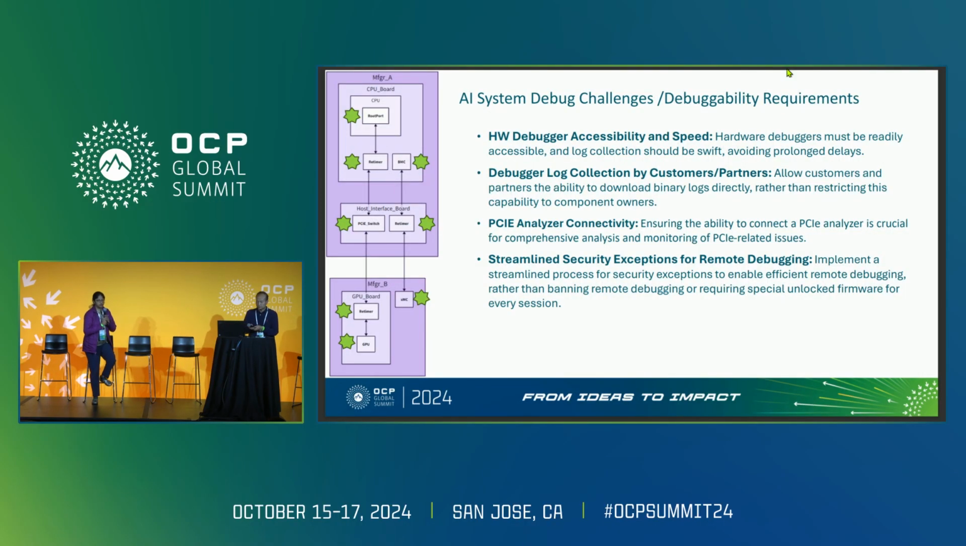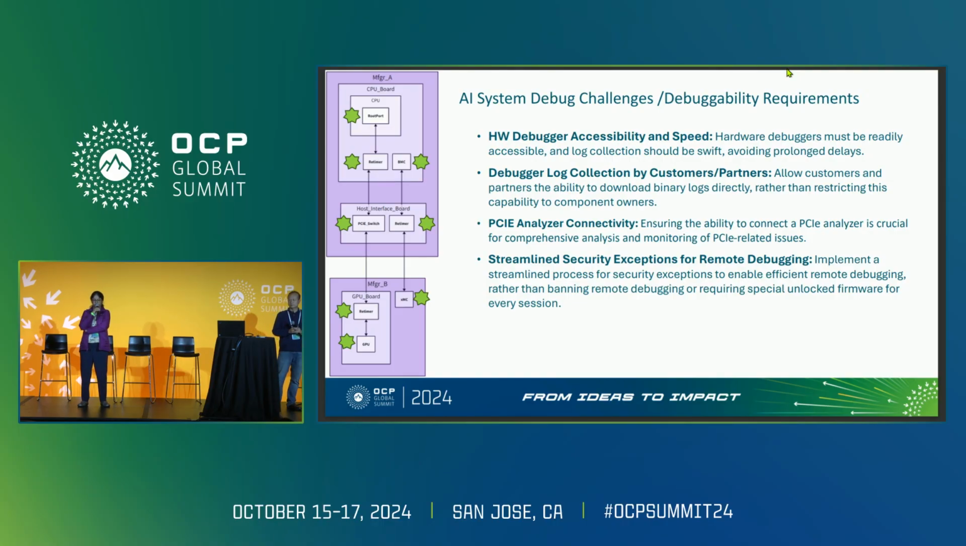So to summarize those three case studies, we have four key items highlighted here. One is the hardware debugger. With respect to the retimers or the switches, we always have to learn the new utilities each time around. So we need some standardization that could be used across vendors, which makes the log collection swift and avoids prolonged delays.